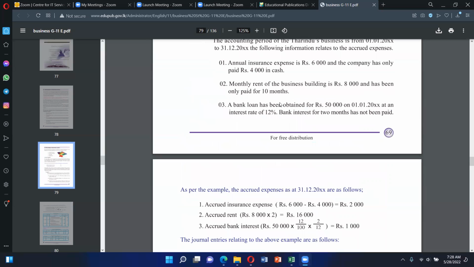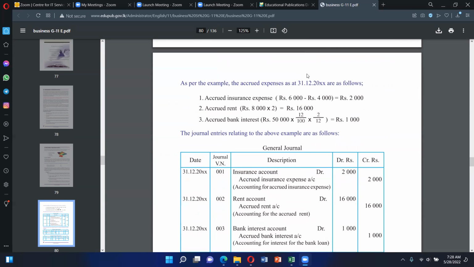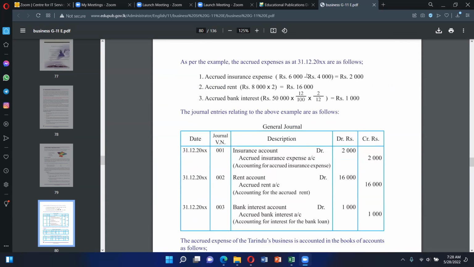Third example, this is the most common example in your O levels. The bank loan has been obtained for 50,000 on 1st January. Interest rate is 12%. The bank interest for 2 months has not been paid yet. So we calculate 2 months of interest: 50,000 into 12% into 2/12. So the answer is 1,000. That is the expense of 1,000. We pass the entry: debit bank interest expense and credit accrued bank interest expense 1,000. Accounting for interest for bank.